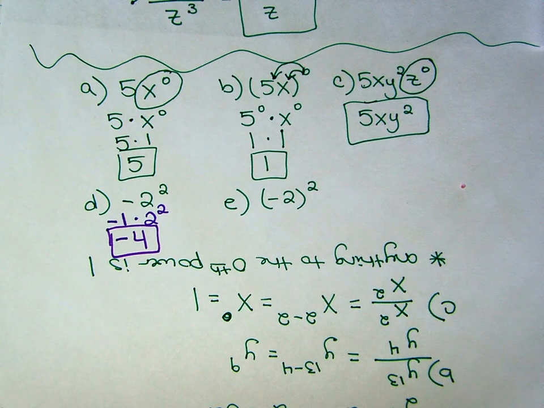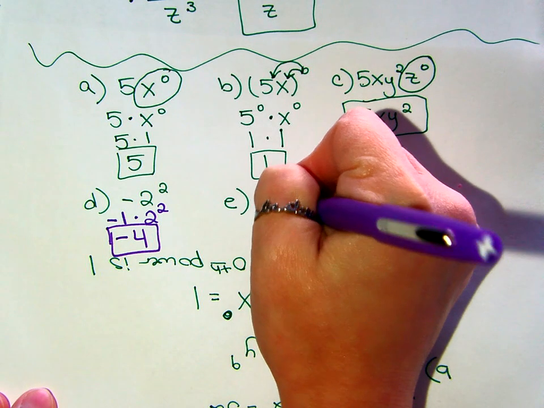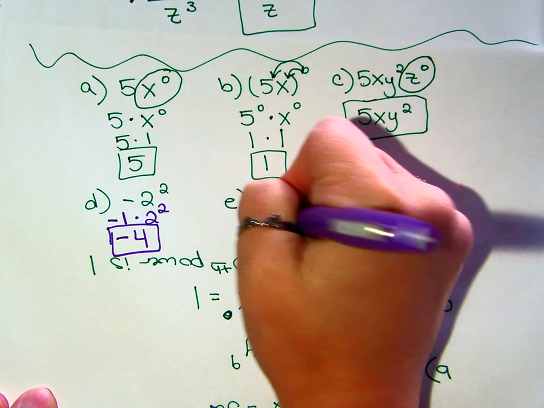Over on E, though, this is all clumped together. So I'm also going to take the negative times itself, and negative times negative will produce a positive.